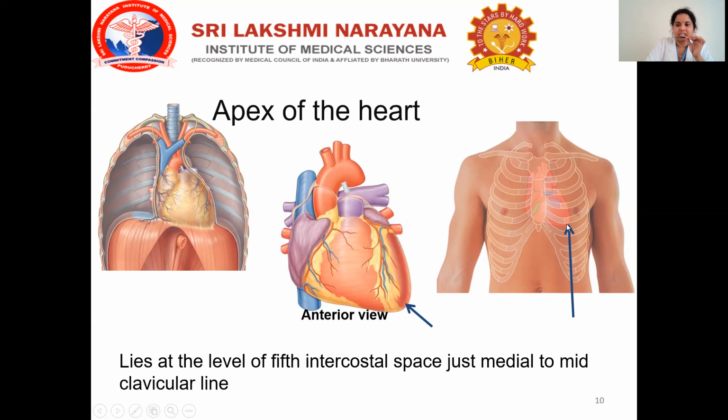The apex beat is felt at the left fifth intercostal space, just medial to the midclavicular line or medial to the nipple line. The nipple line is not consistent, so the midclavicular line is taken as reference, or it can be measured as 9 centimeters lateral from the mid-sagittal line. When the left ventricle or right ventricle enlarges, the position of the apex beat changes.